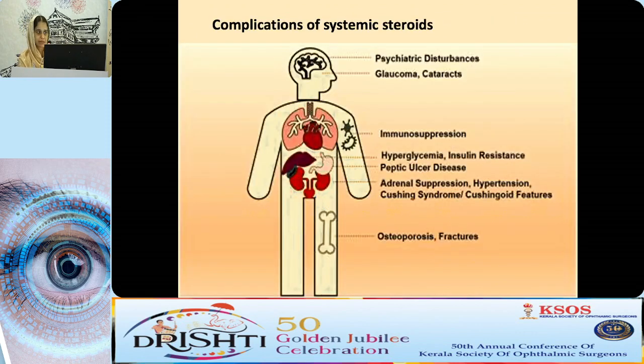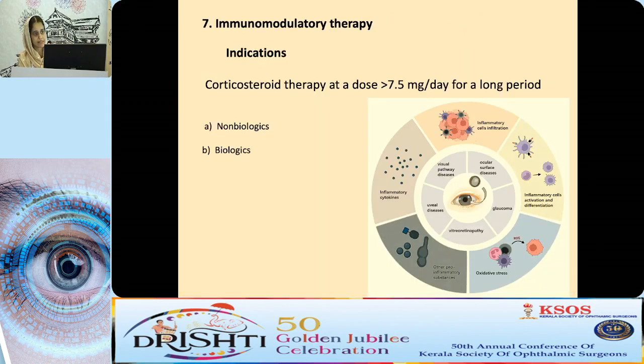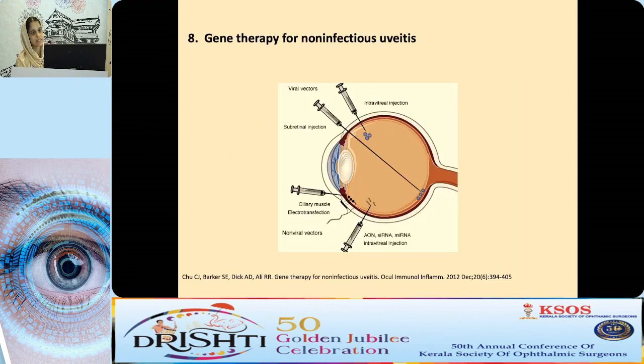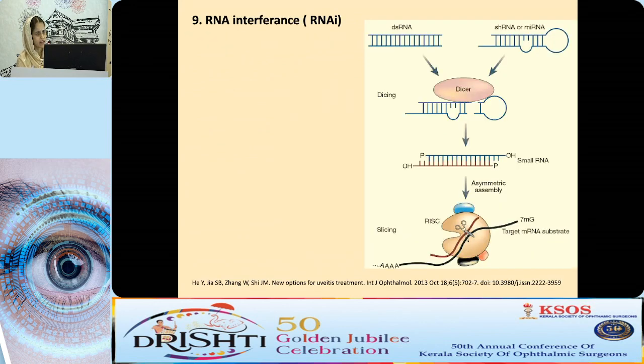There are multiple complications for systemic steroids. Then immune modulatory agents are considered if systemic steroids are contraindicated or patient develops drug dependence or the complications are intolerable. And it will be dealt later. And the next is gene therapy and RNA interference, available for non-infectious uveitis management.